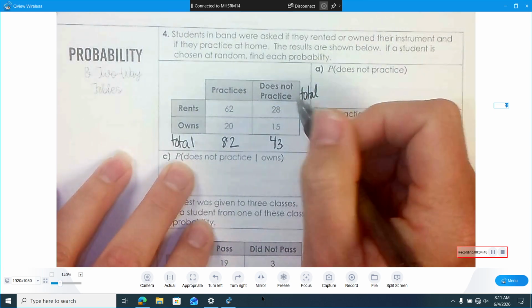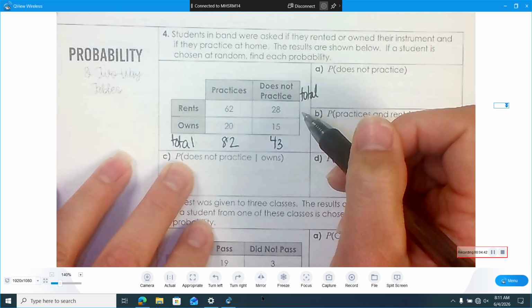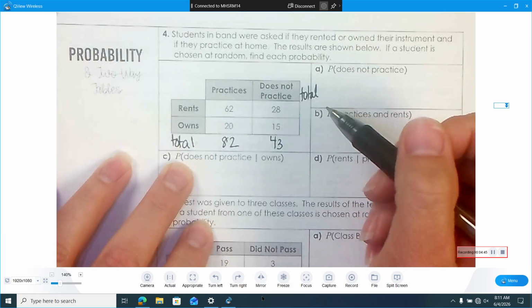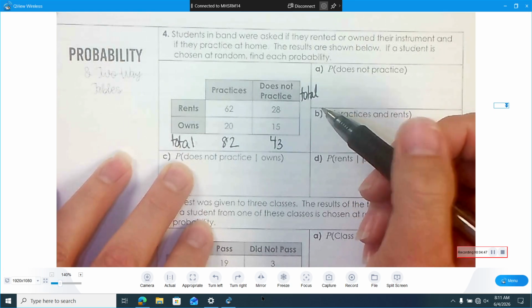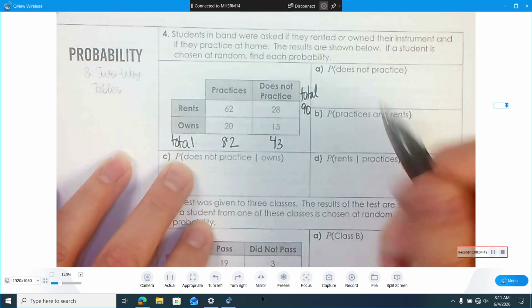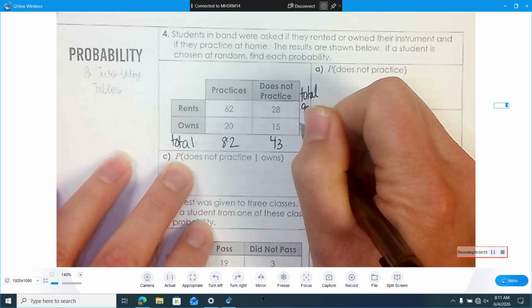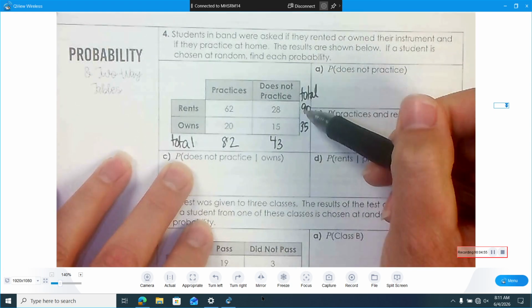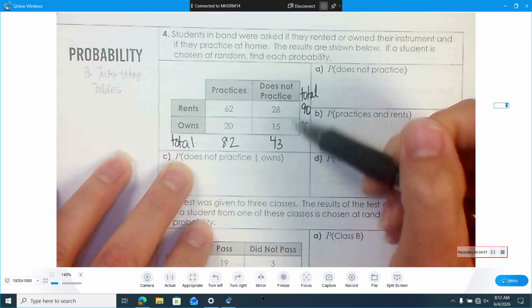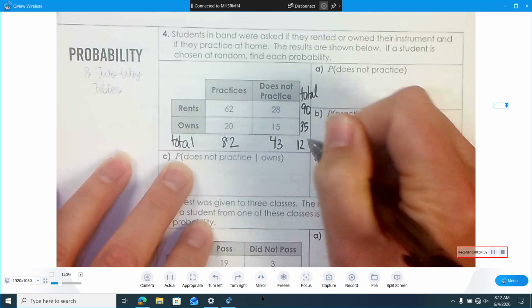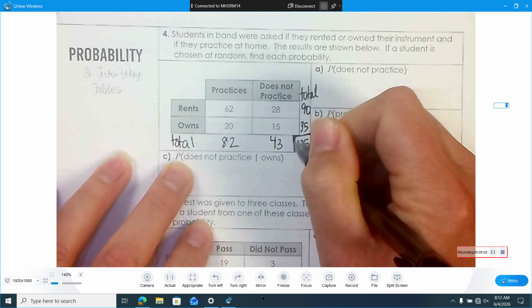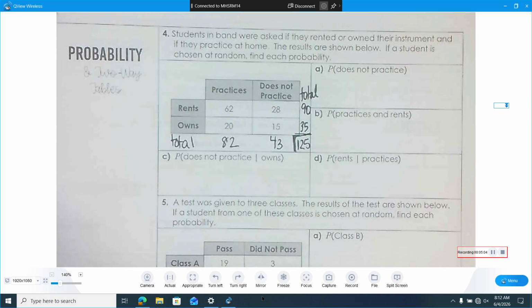If I add across, 62 and 28 is 90. And then 20 and 15 is 35. And just double checking, 125 for both of them. Did we add correctly? Because that's really important. Yes.